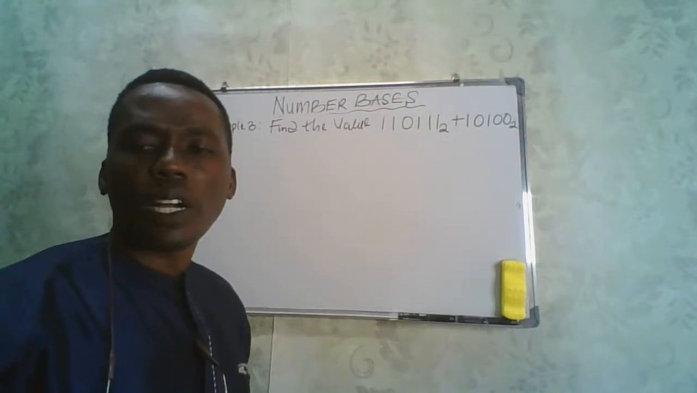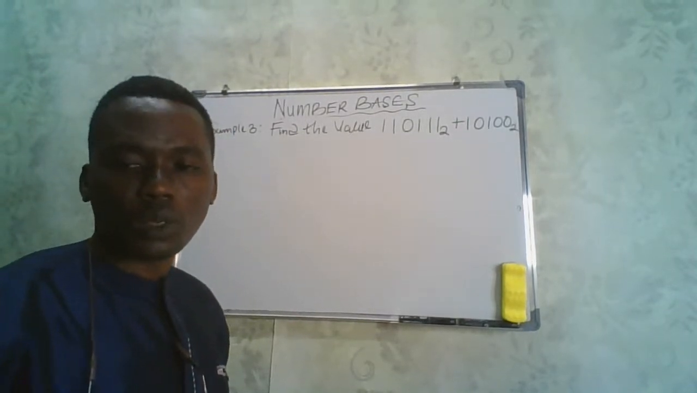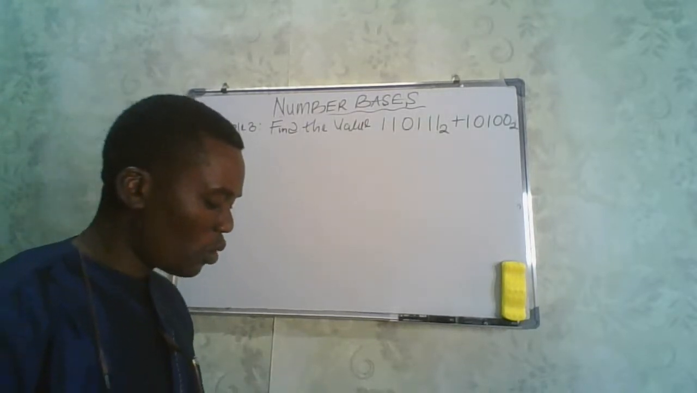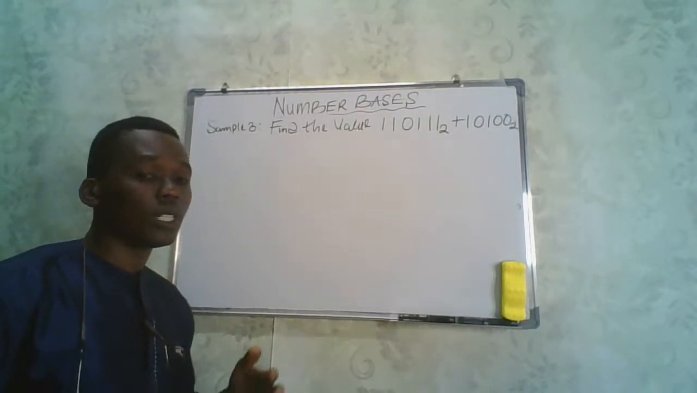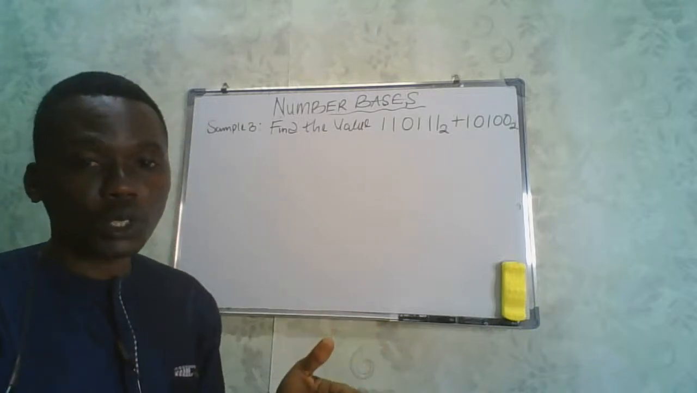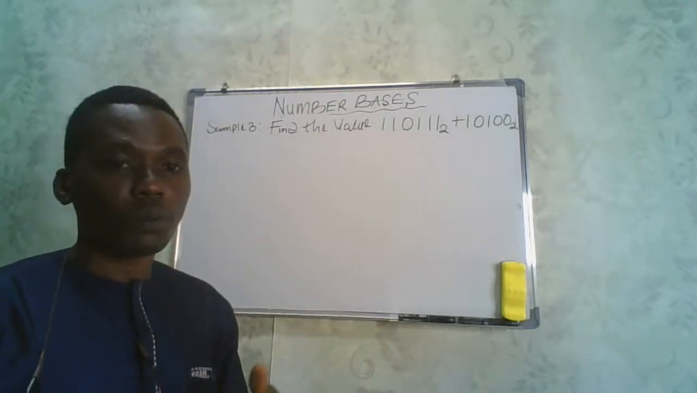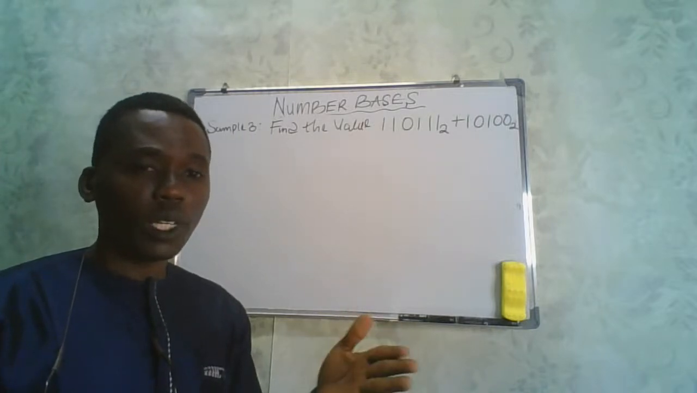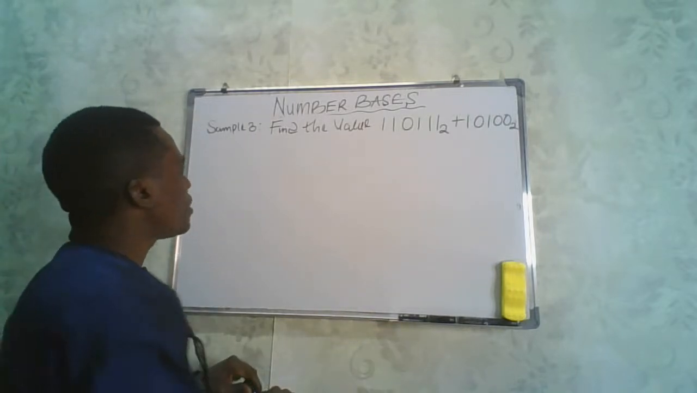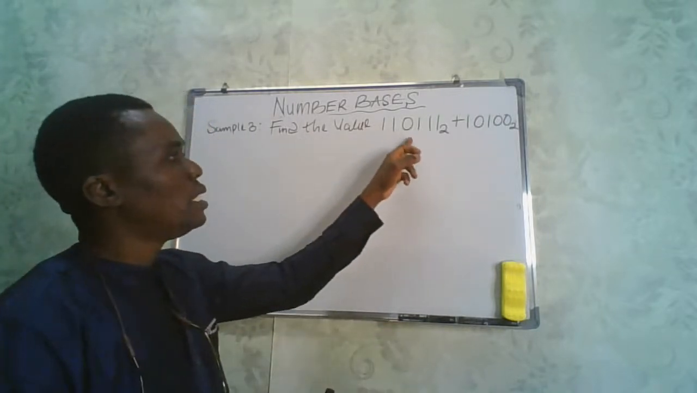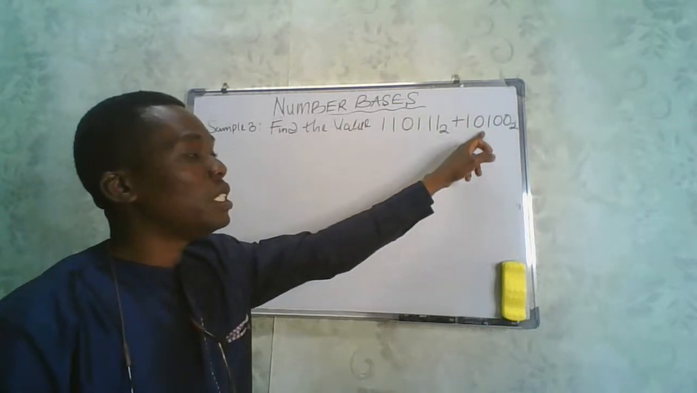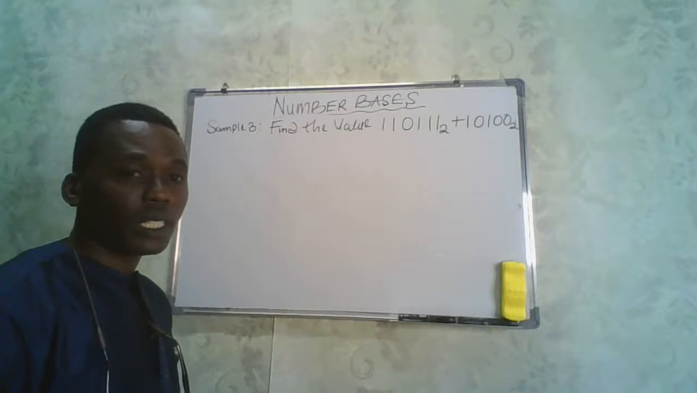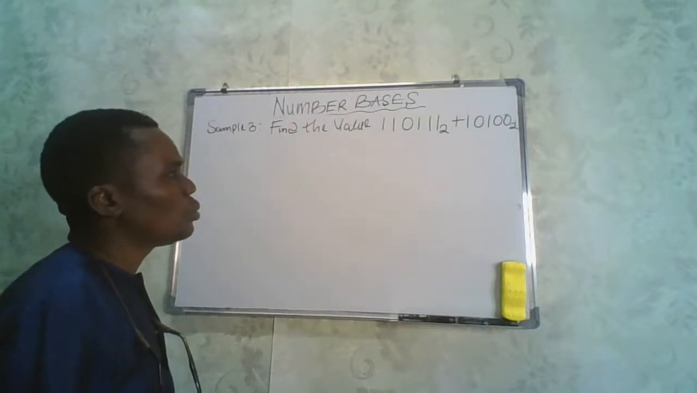Now, how do we find the solution to this question? Remember Keynote 1. Keynote 1 has to do with the basic operations: addition, subtraction, multiplication, and division. How do we go about doing this? We're asked to find the value of this in base 2 plus this in base 2. And remember, this is sample 3.